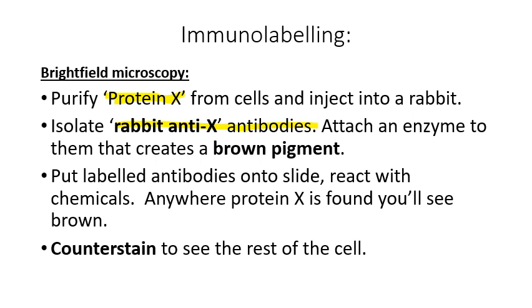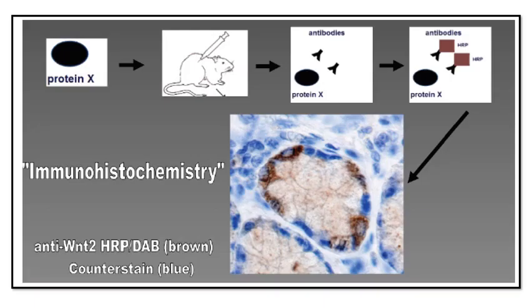And then we take an enzyme called horseradish peroxidase that will turn a chemical called DAB. It will turn it brown color if it's there. And so that enzyme is now attached to the antibody. We call that conjugation to an antibody. And then you put the labeled antibodies onto a slide, and anywhere that protein X is, you will see a brown color. And then you counterstain the rest of the cell so you can see where the rest of the cell is. Right? So we purify protein X, we inject it into a rabbit or a rat.